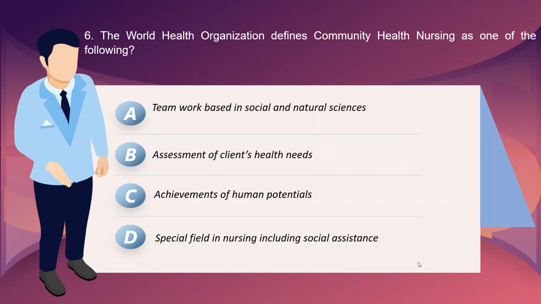Letter A, teamwork based in social and natural sciences. We talk about social activities such as COPAR, but natural sciences are not the focus this time, because community health nursing is a specialized field of the nursing profession. Assessment of clients' health needs is the definition of part of primary healthcare, and achievement of human potentials is the goal of establishing and organizing COPAR in the community. Number six, the best answer is letter D, specialized field in nursing, including social assistance.